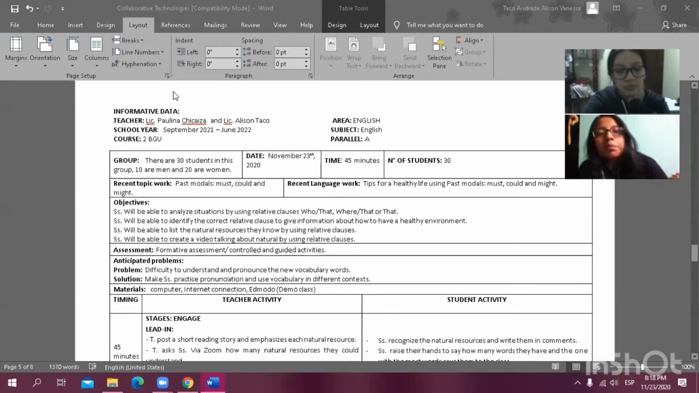The recent topic work is past modals: must, could, and might. And the recent language work is tips for a healthy life using past modals.